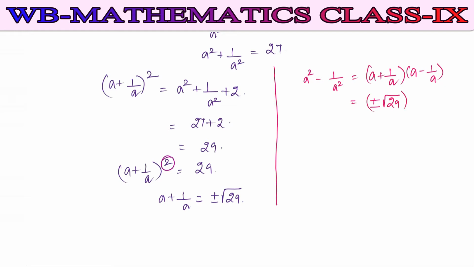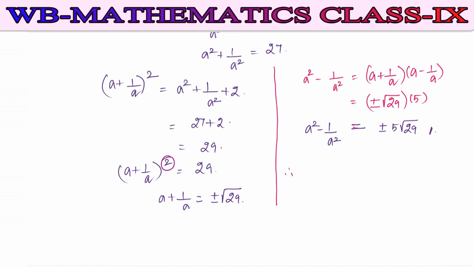And we got a minus 1 by a value is 5. So when you multiply here, we are going to get the answer a square minus 1 by a square is equal to plus or minus 5 root 29. So this is the final answer.